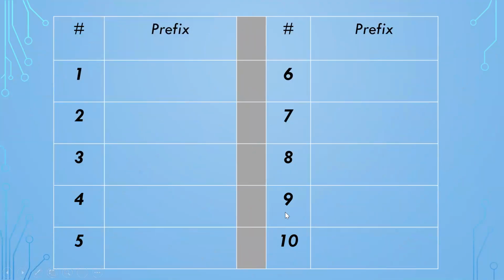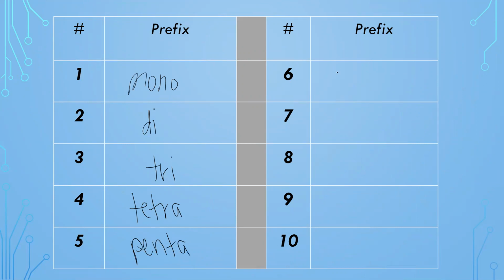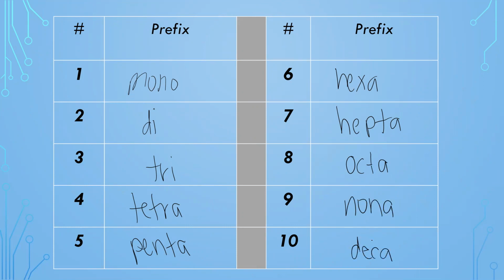Just remember that 1 is mono, 2 is di, not bi, we use di, 3 is tri, 4 is tetra, 5 is penta, 6 is hexa, 7 hepta, 8 octa, 9 nona, 10 deca. So if you don't have those on your periodic table, you'll probably want to copy those down unless you really are confident with them. Okay, so let's try some examples. Very simple.